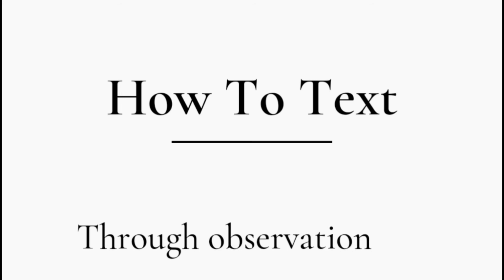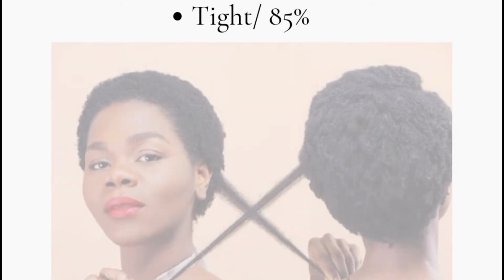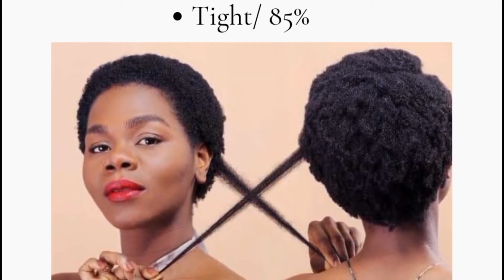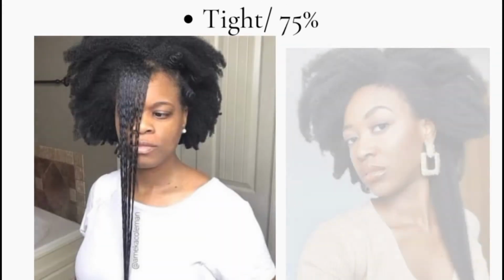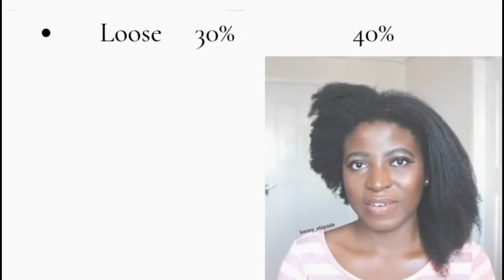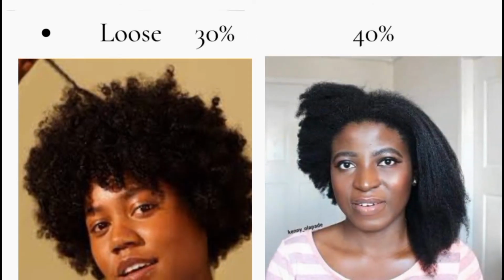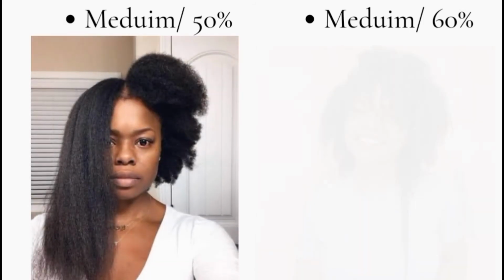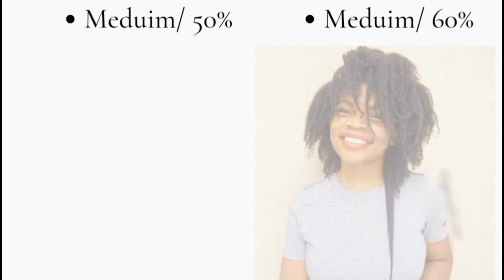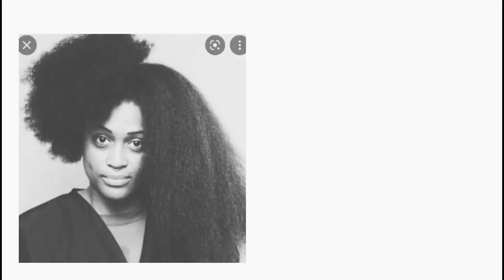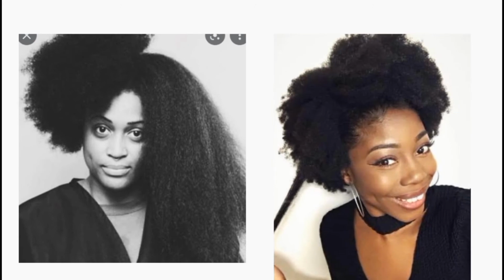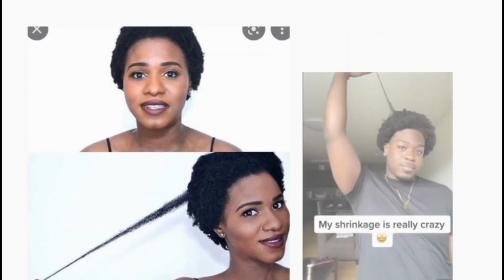And when you want to test for your texture, it's just as simple as observing your hair. Tight textured hair can shrink up to 90%, from 75 to 90% shrinkage, while those on the looser end can have 25%, and the medium or middle can have between 40 to 60% shrinkage. Sometimes shrinkage is referred to as frizziness, but actually shrinkage is a sign of strength and healthy hair.